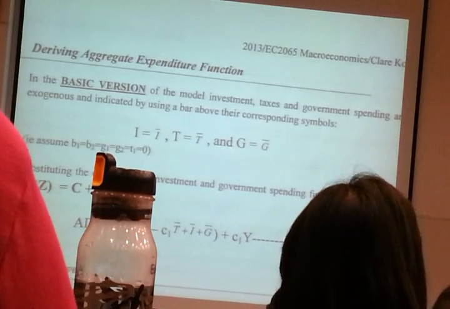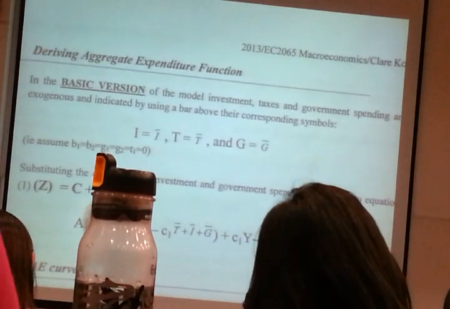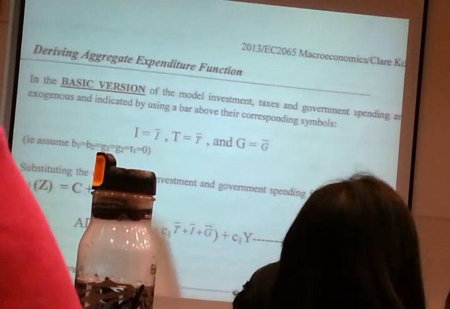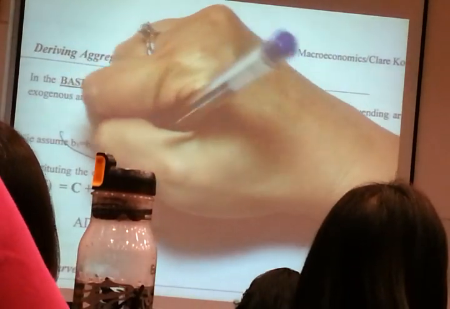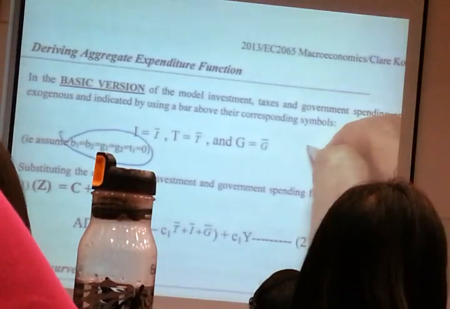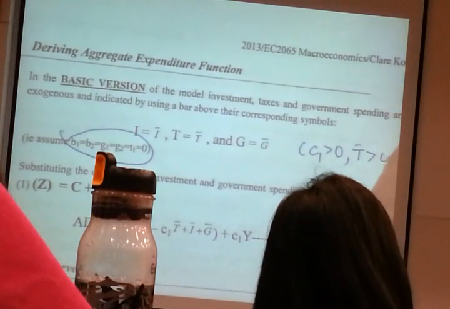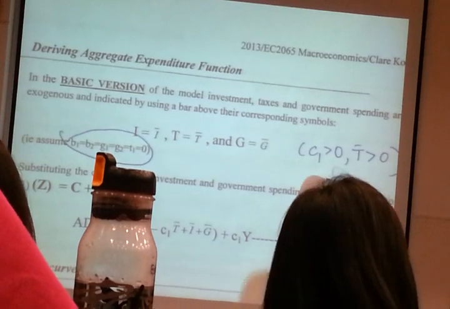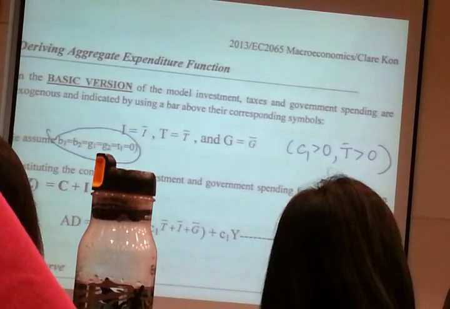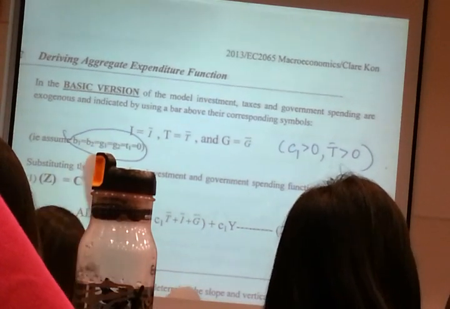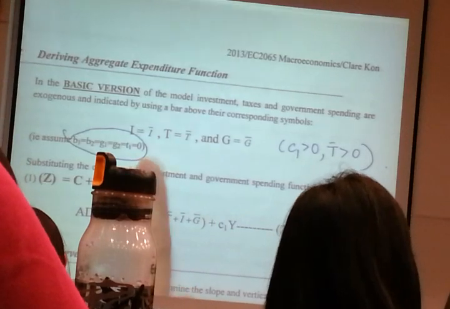Alright, first to know the goods market, we must know how they spend. So C plus I plus G. This is the most basic version. All the coefficients are 0 except C1 is positive and T bar is positive. So you cannot assume C1 is 0. If you assume C1 is 0, the entire model cannot work. But you can assume B1, B2, G1, G2, T1, as well as T2, are 0.